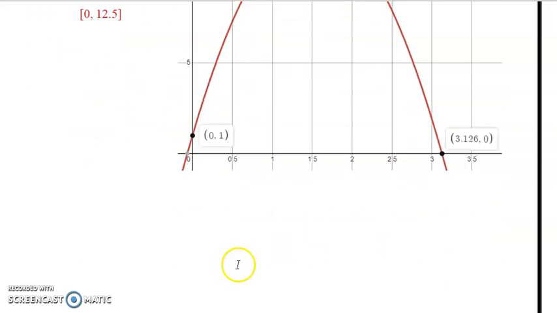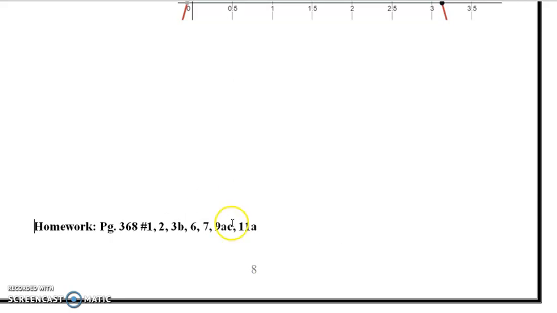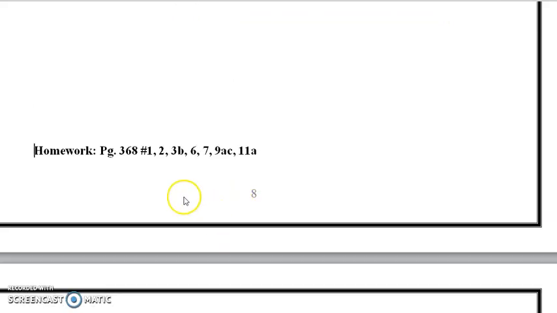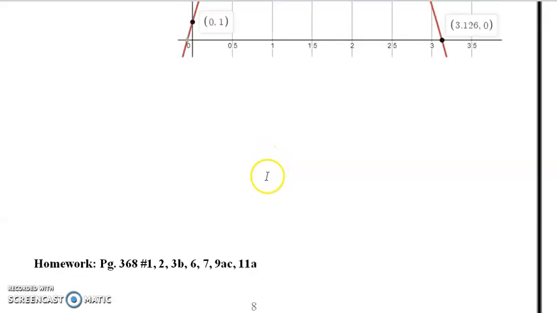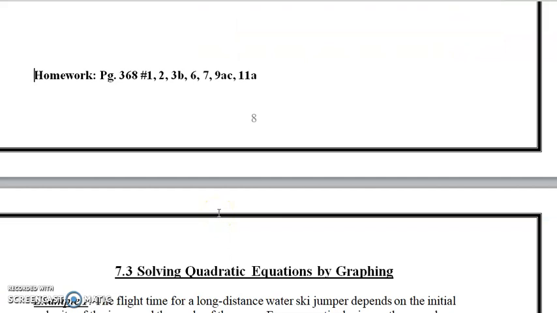All right? So that's it for me. What you're going to do is look at the homework questions located on page 368: 1, 2, 3b, 6, 7, 9, a and c, and 11 are some of the ones I thought would be beneficial. So thanks for watching, and we'll talk again next when we do solving quadratic equations by graphing.